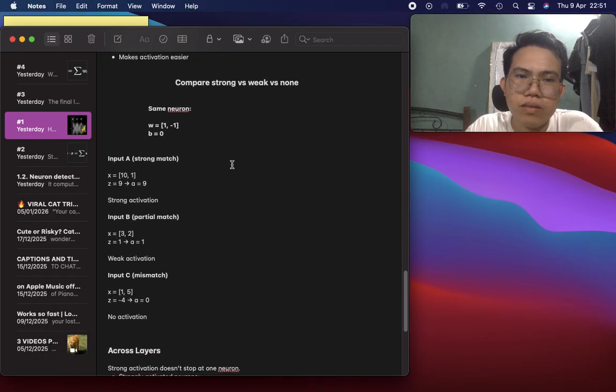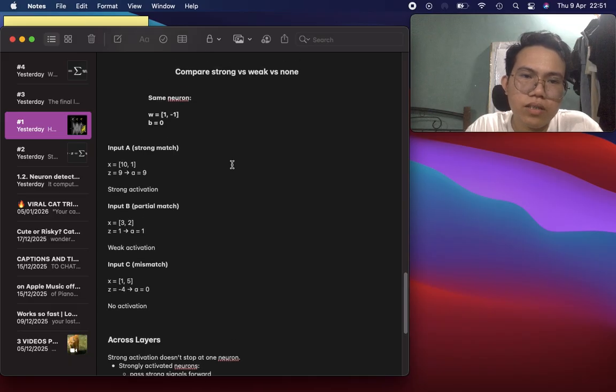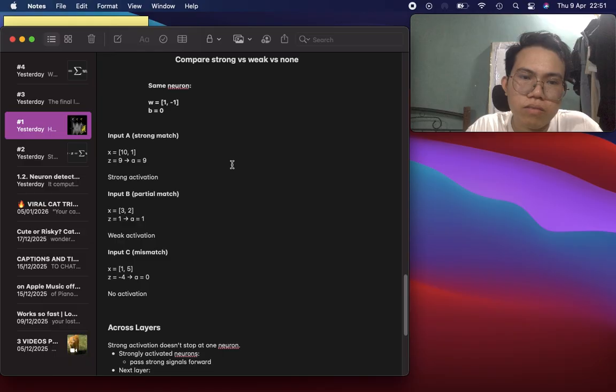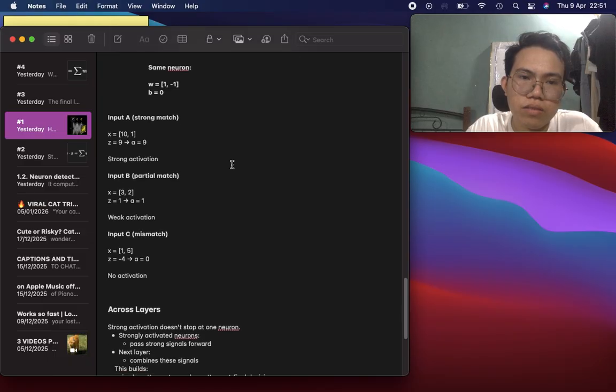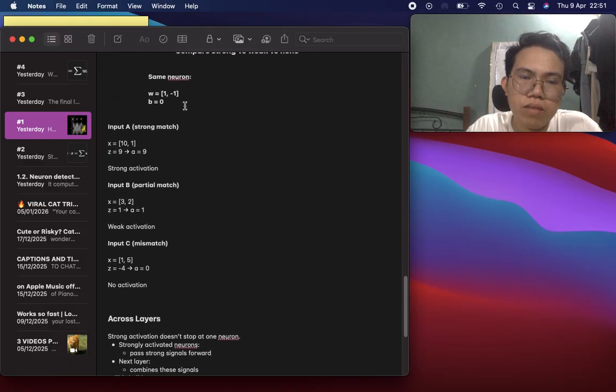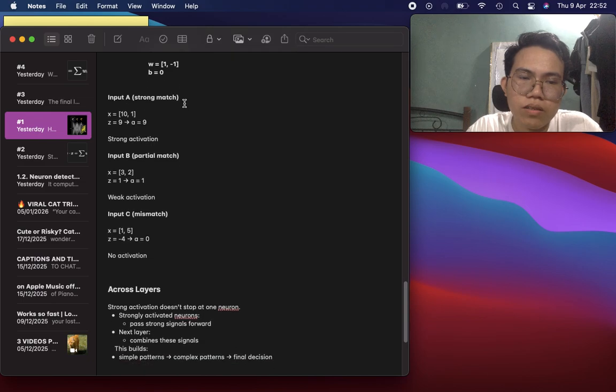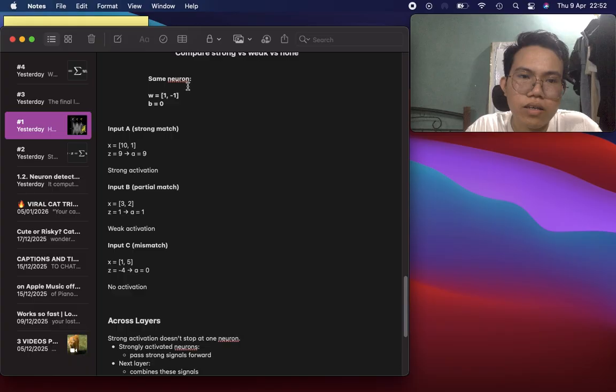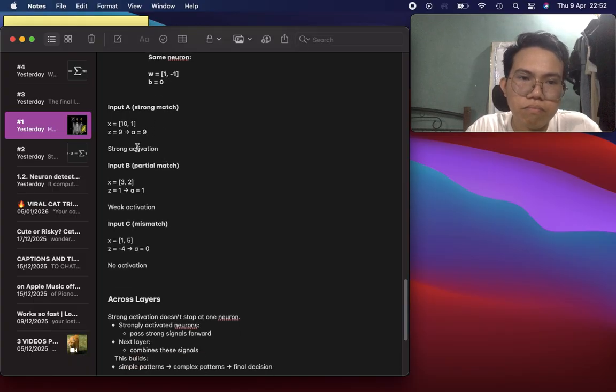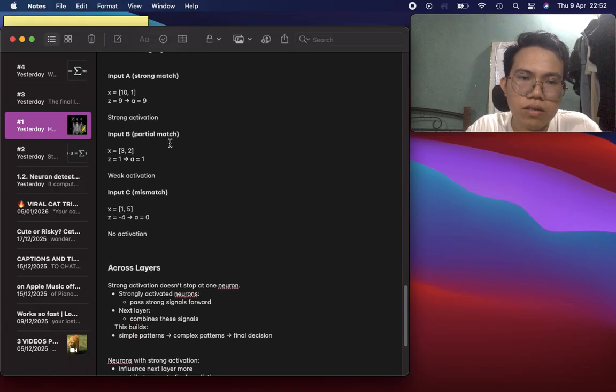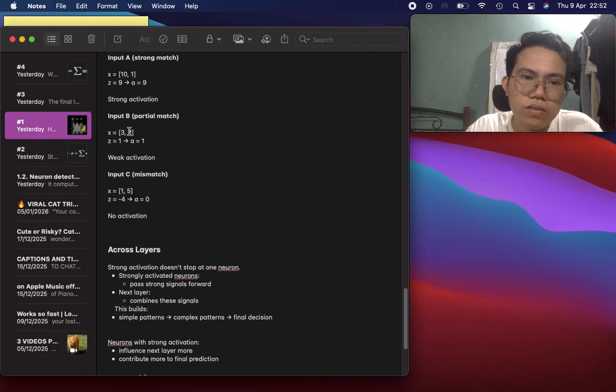So let's compare how strong versus weak versus none. Let's say we have a neuron with weights 1 and negative 1, and we have the bias of 0. So it expects high and low. Let's say input A has these values, large and low, that is aligned with this. That's why it has the strong activation, 9. This one, 3 and 2.